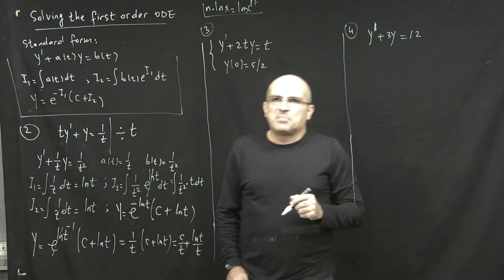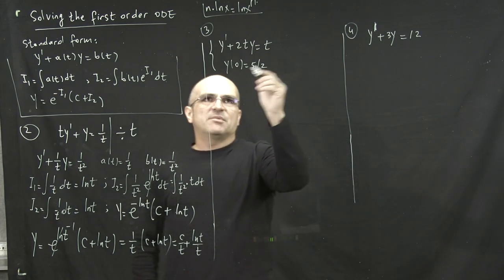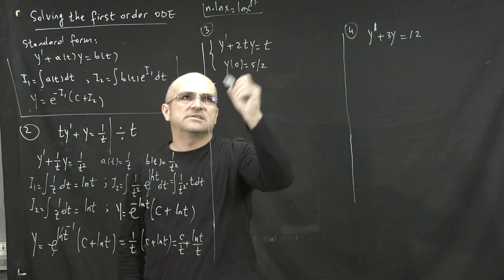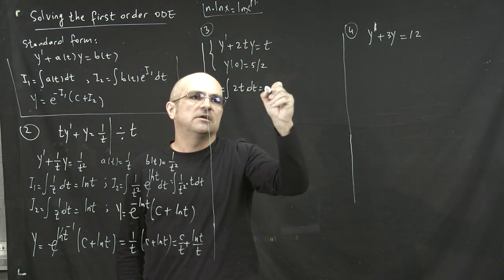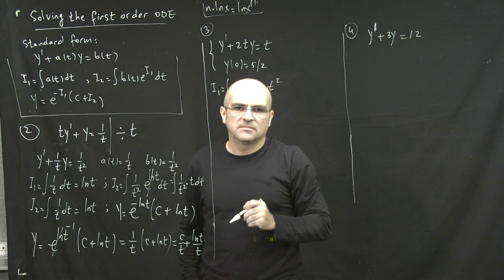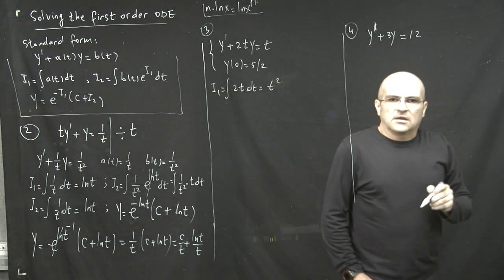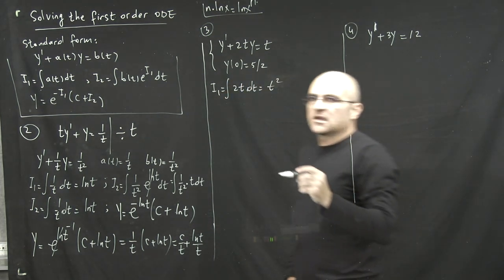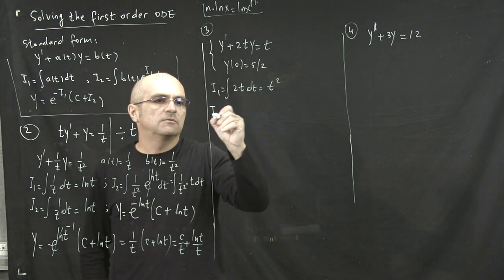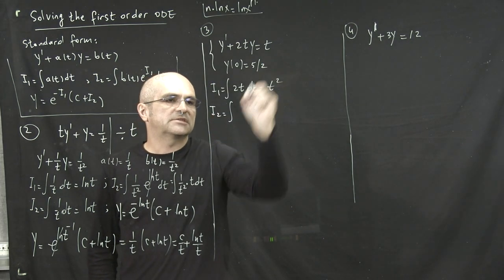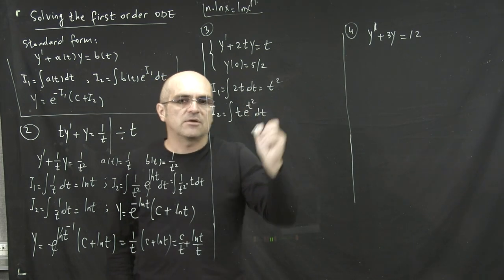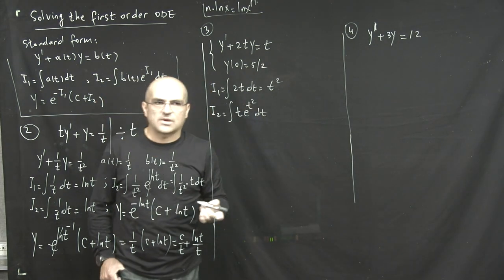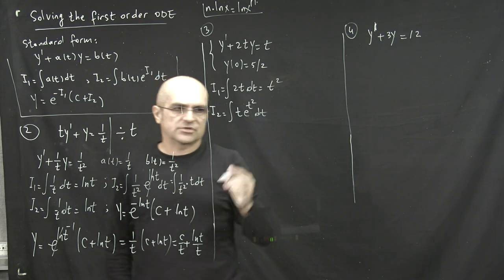So the second example, let's proceed just like before. So I1, this is again in the standard form. I1 is the integral of 2t dt, which is t squared. And then the second integral, I2, is the integral of b of t, which is t e to the t squared. And notice now that you need to use some technique of integration. In this case, you need to use u substitution.